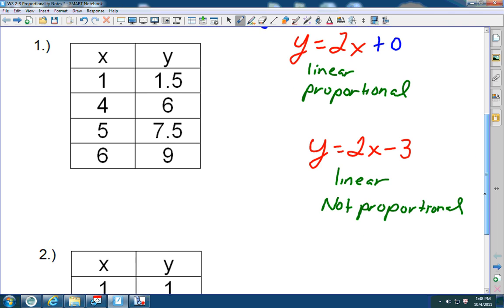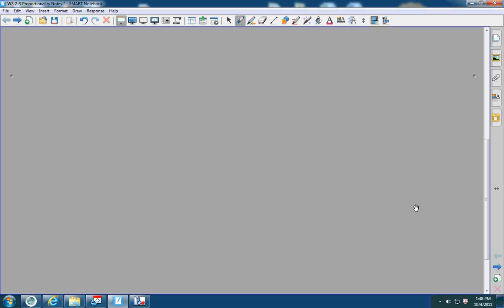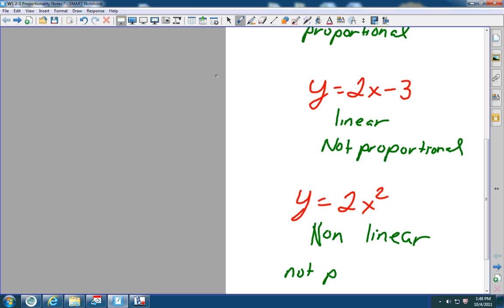Another type of example you could have, and again, you just need to ignore all this stuff on the side, we're going to come back to that in a minute. If you have something that is y equals, I don't know, 2x squared, the first thing you would do is put it in the calculator, and you're going to find out that it is non-linear. If it is non-linear, it cannot be proportional. So it is not proportional. It has to be linear in order to be proportional.